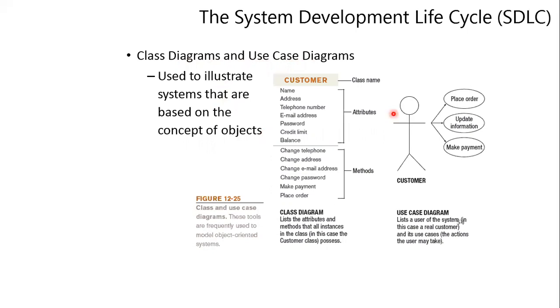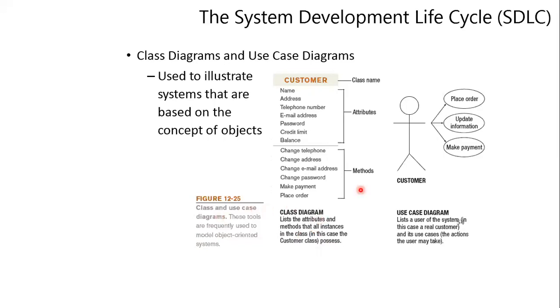So this is the customer, this is the class diagram used to illustrate systems that are based on the concept of objects. So for example, we have the customer class name, customer attributes: name, address, telephone, email, password, credit limit, balance. Then methods: change telephone, change address, change email, change password, make payment. That is, the class diagram lists the attributes and methods of all instances in the class. In this case, the customer class possesses these.